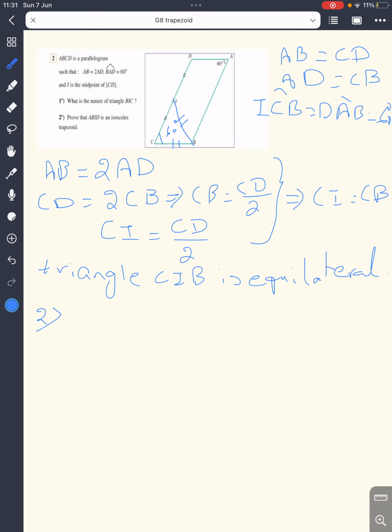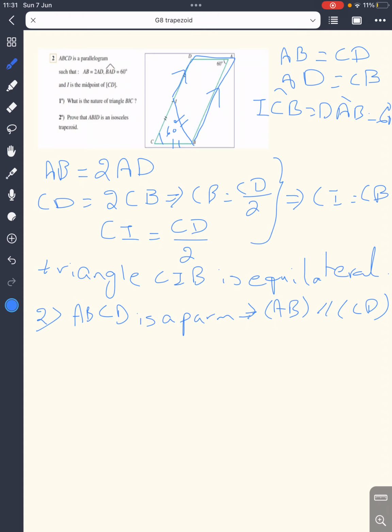Now, how to prove that ABID is an isosceles trapezoid? Let's look well at the figure. I have to say that this quadrilateral is an isosceles trapezoid. To prove it's a trapezoid, it's required to show that one pair of opposite sides are parallel. Can we say that ID is parallel to BA? Since it's given that ABCD is a parallelogram, we can say that opposite sides of a parallelogram are parallel. That means AB is parallel to CD.